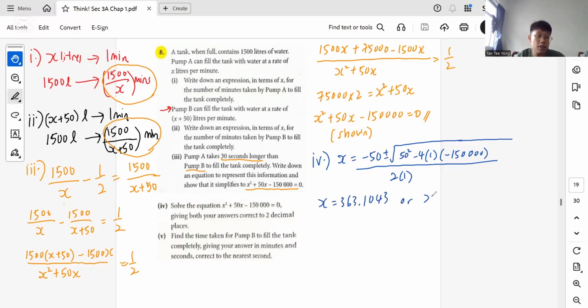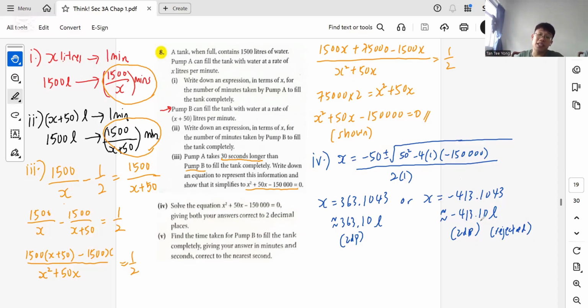So my x is equals to 363.1043 or x equals to negative 413.1043. They want 2 dp, so 363.10. x is liters, so 2 dp. And this is negative 413.10 liters, 2 dp. So obviously you got to reject this. This is rejected because, you should know why, the rate cannot be negative. That's why it's rejected.